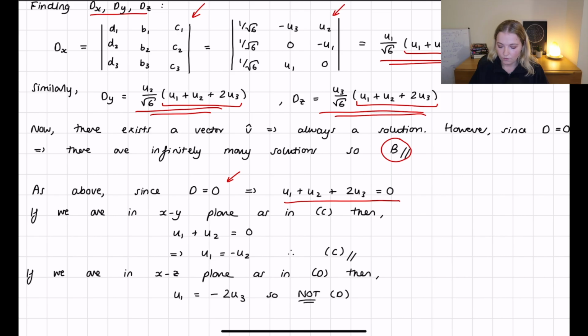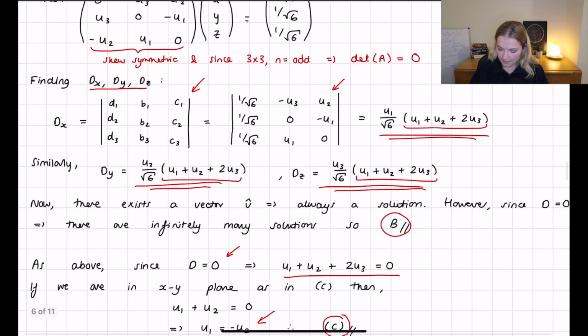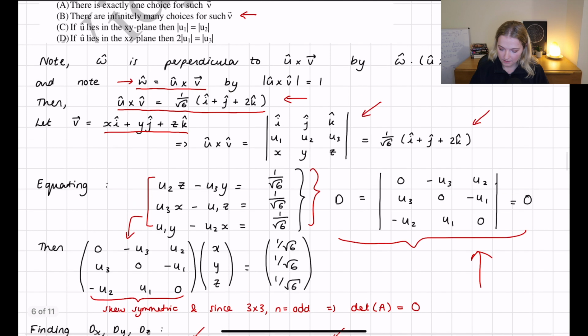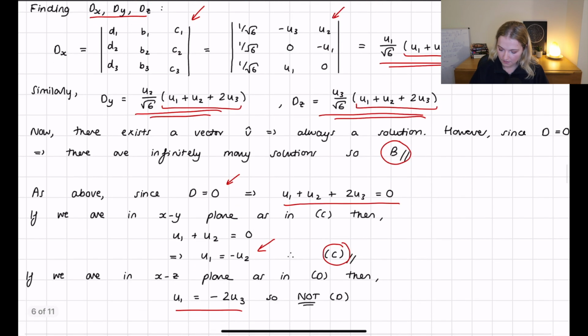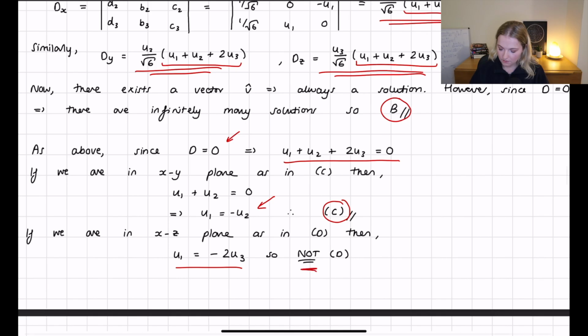And if we just look at when we're in the xy plane and the xz plane, all we need to do is just remove one of the quantities. So for the xy plane, we just remove the z contribution, so that's u3. So we arrive at this here, so we end up with c. Now again, for the xz plane, we just remove the y contribution, so we end up with this formula here, but that is not consistent with what it says in the question for D. So it's not D. So for this question we have B and C as the solutions.